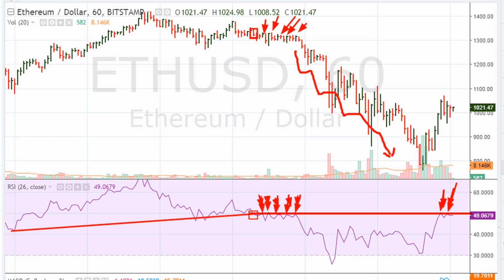There is another way to look at this, which is to consider the backtest line. What do I mean by that? Well, let me draw the line. It's this line right here.